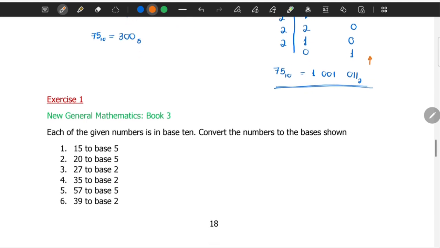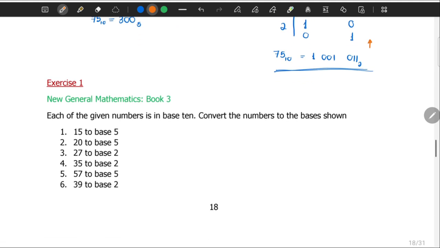Great. So you can give a try to these few questions extracted from the New General Mathematics textbook, mostly changing numbers from base 10 to base 5 or 2.